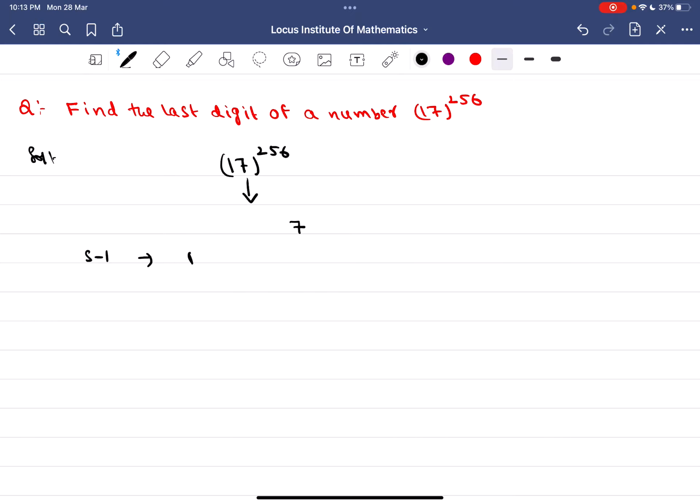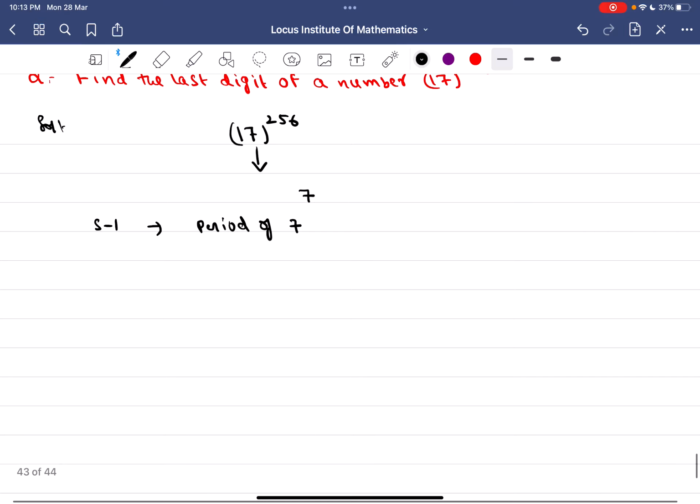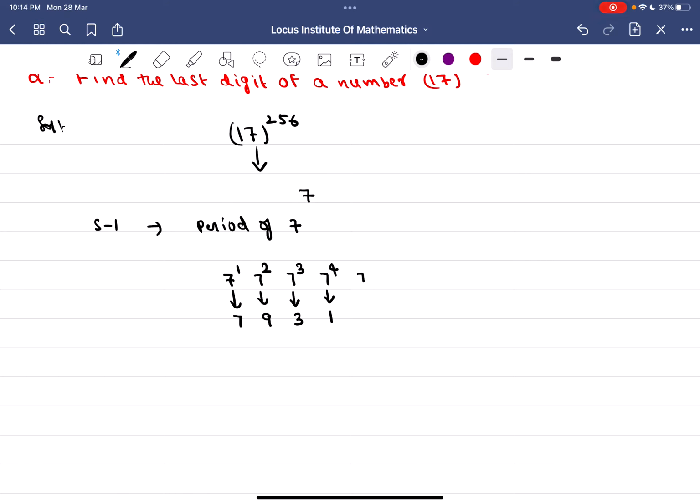you find the period of this last digit of the base, that is period of 7. So how to find the period of a 7? First, 7 power 1 last digit is 7. 7 squared is 49, so the last digit is 9. Next, 7 cube is 343, last digit is 3. Next, 7 power 4 last digit will be 1. Again 7 power 5 last digit will be 7.